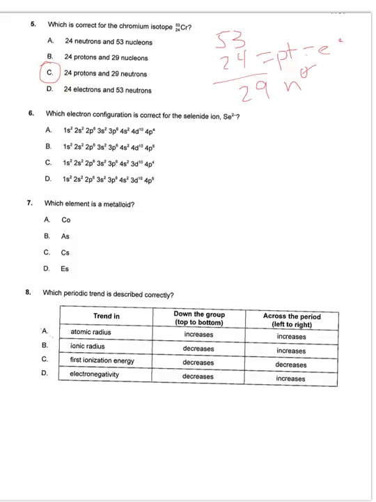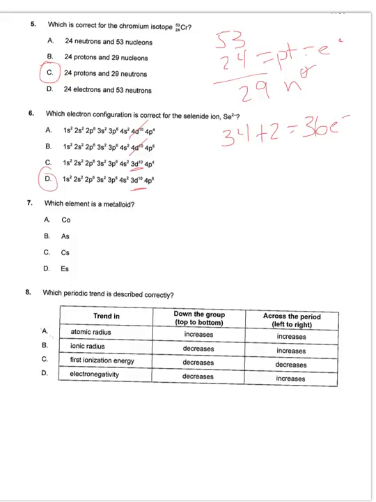Number 6, which electron configuration is correct for the selenide ion Se2-? If you look, normally it has 34 electrons. It's gained 2, so 36 electrons. So it should have the noble gas configuration of krypton. A and B are wrong because they have the 4d10 instead of the 3d10. C is just the Se atom, but D would be the 2- ion.